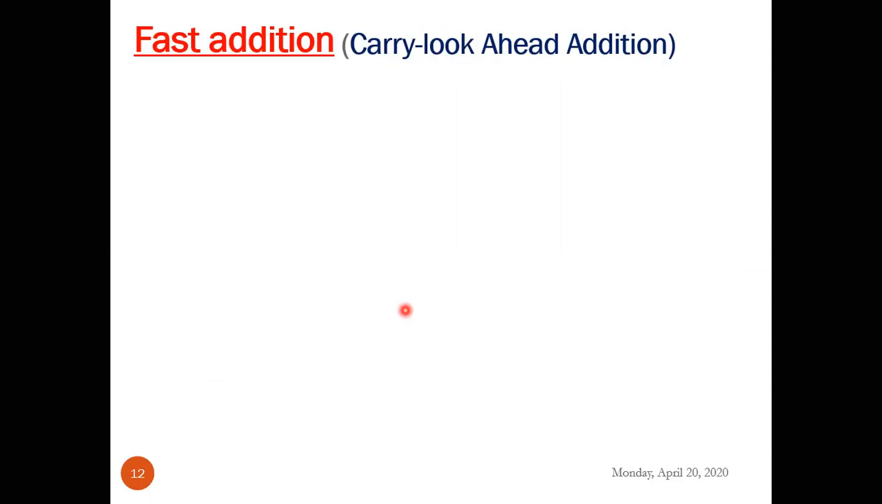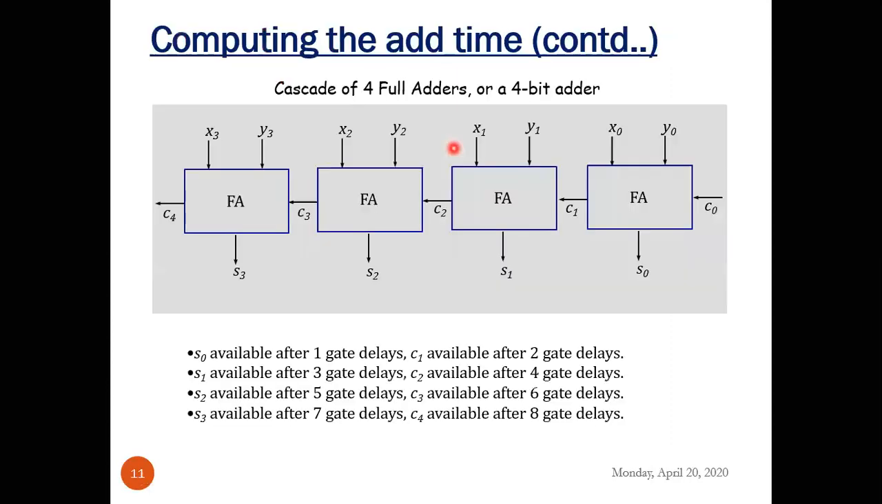Fast addition is also called carry look ahead addition. Why? Because the drawback which we saw in the normal addition was carry. Carry was killing the time because each and every full adder can perform the addition, but it has to wait for the carry. So for this reason, we should see how these carries can be generated parallelly. Is it possible? Let us see what is the logic involved in it.